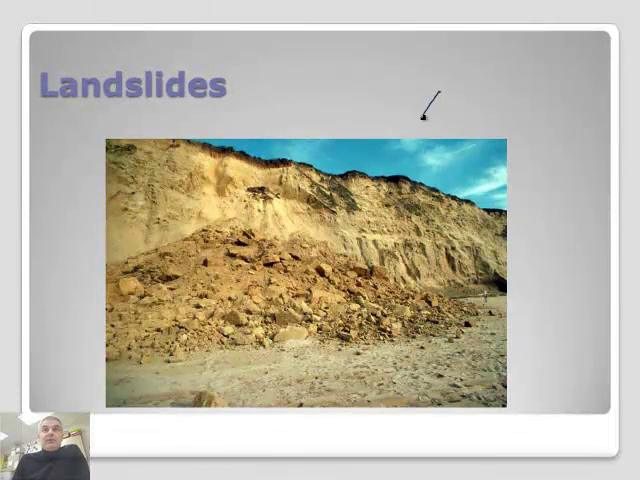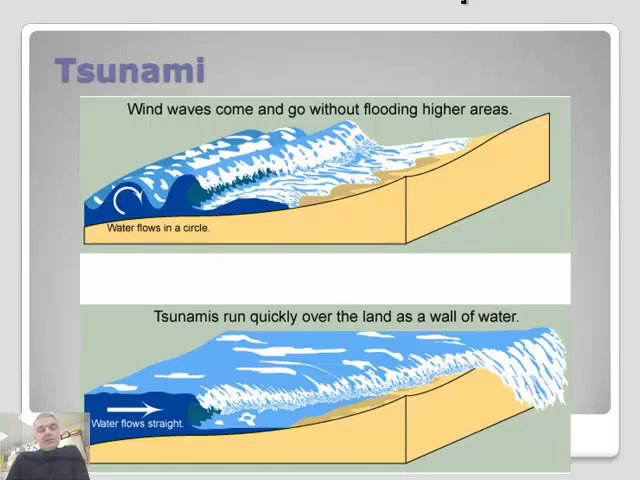Landslides, here's an example from an earthquake. All of this dirt used to be up here, and of course that created some big issues. You can get lots of landslides. And then the one that just fascinated me is a tsunami. What in the world is a tsunami?